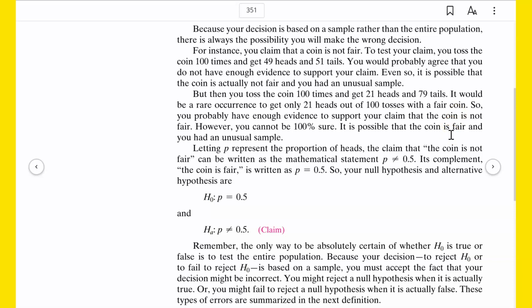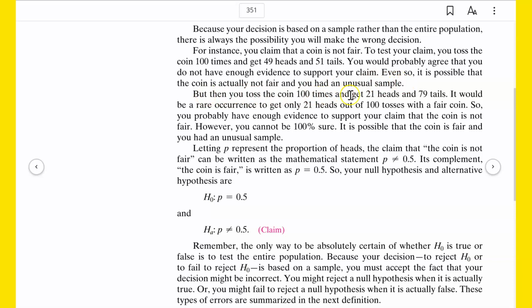It's probably the case. For instance, you claim that a coin is not fair. To test your claim, you toss the coin 100 times and get 49 heads and 51 tails. You would probably agree that you do not have enough evidence to support your claim. Even so, it is possible that the coin is actually not fair and you had an unusual sample.